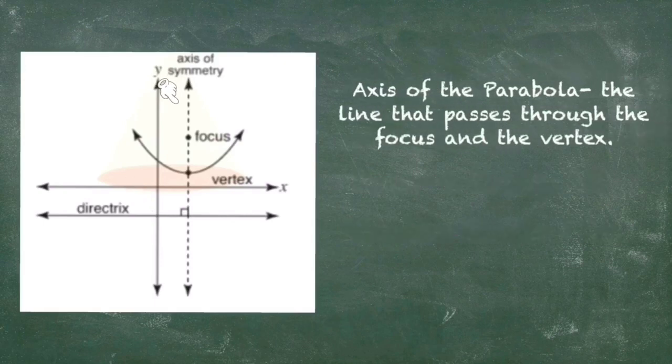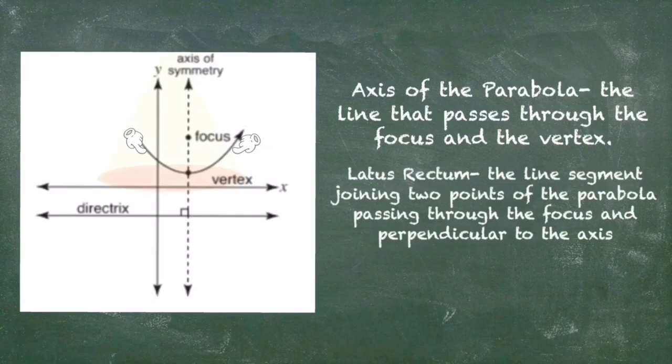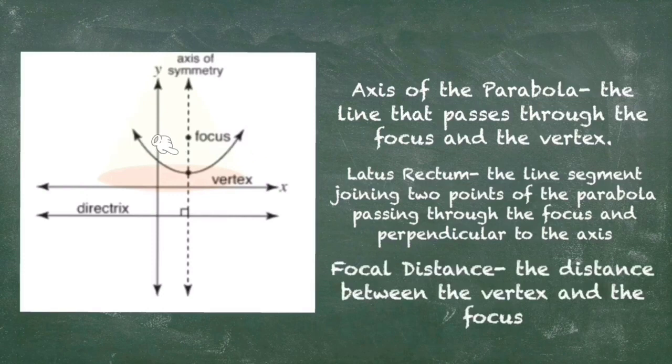Axis of the parabola or axis of symmetry, the line that passes through the focus and the vertex. Latus rectum, the line segment joining two points of the parabola passing through the focus and perpendicular to the axis. Focal distance, the distance between the vertex and the focus.